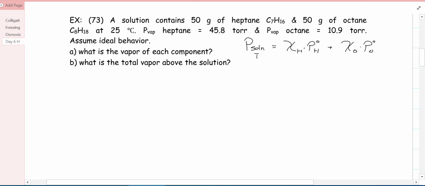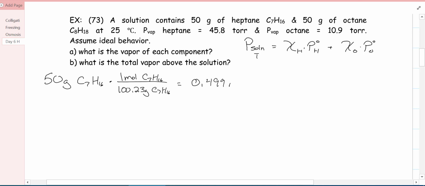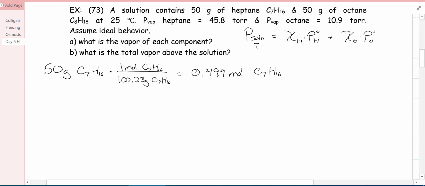That's what we got. And so if I have 50 grams of C7H16, we know 1 mole of C7H16 happens to be 100.23 grams. So that turns out to be 0.499 moles of C7H16. I'm assuming 3 sig figs. There's only one in the problem, so it'd be 0.5, and that's fine. But right now I'm just going to keep doing 3 sig figs because most of your problems will have 3 sig figs in your textbook.